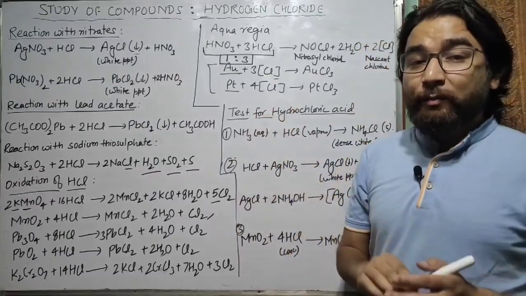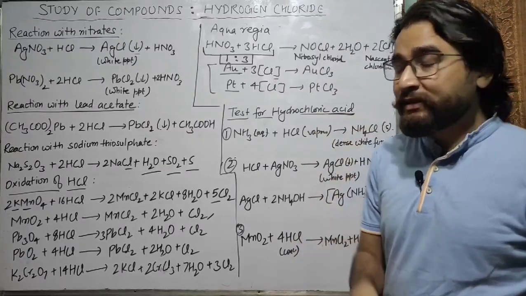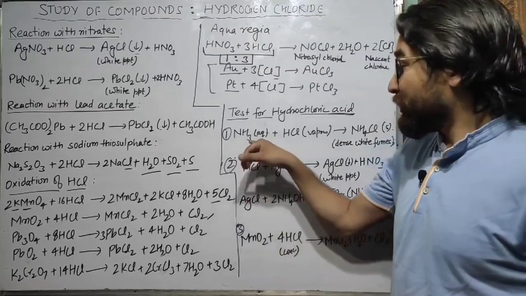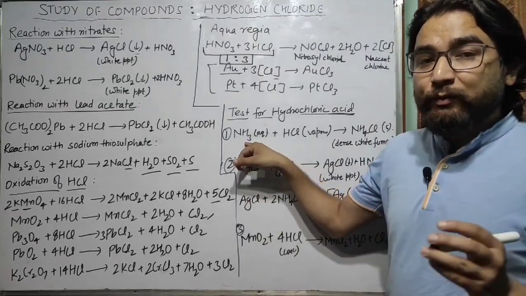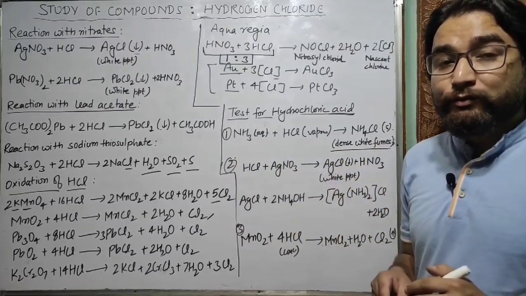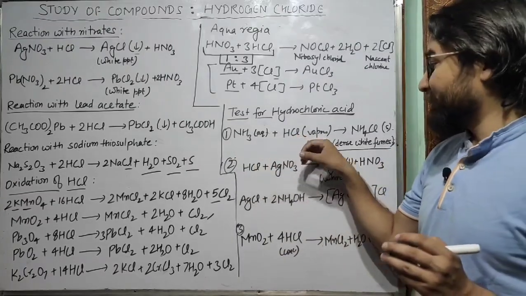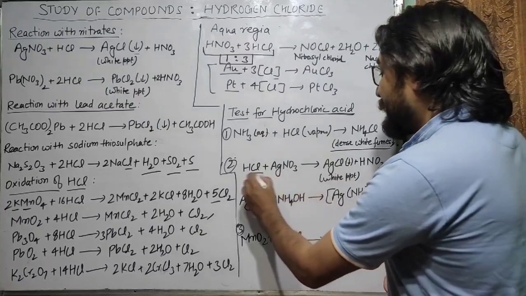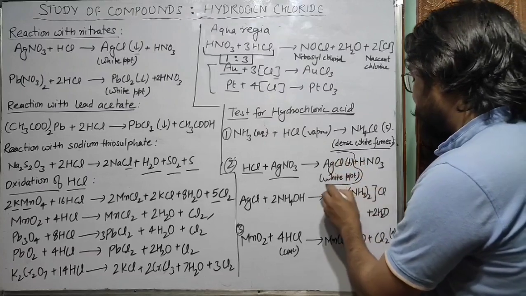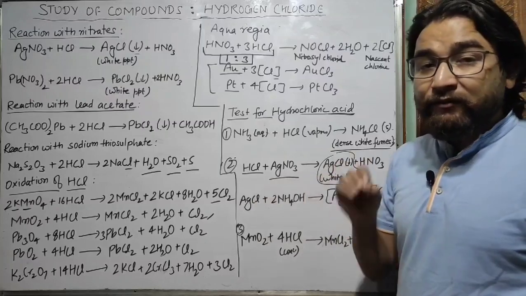Now the next topic is tests for hydrochloric acid. We will discuss 3 tests. One is when the vapor of hydrochloric acid is brought near the aqueous solution of ammonia, it will liberate dense white fumes. So you will observe dense white fumes. It means there is HCl vapor. Now if HCl reacts with silver nitrate, it will give a white precipitate of silver chloride.